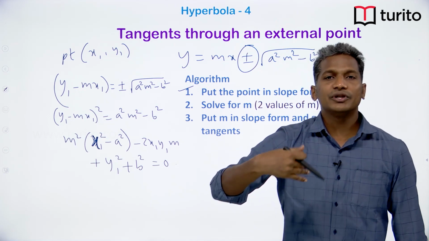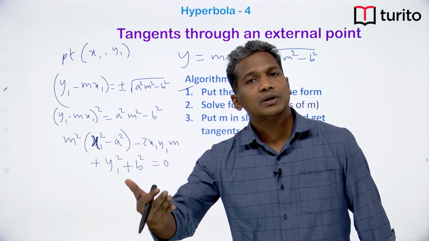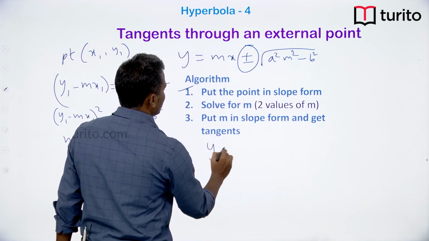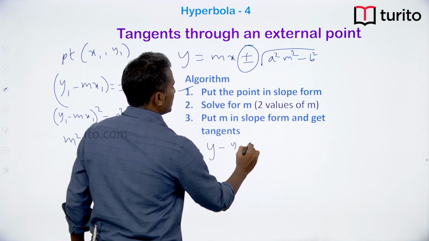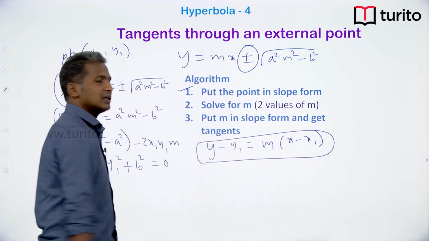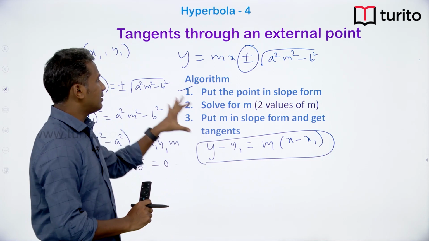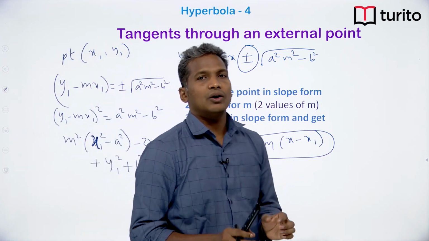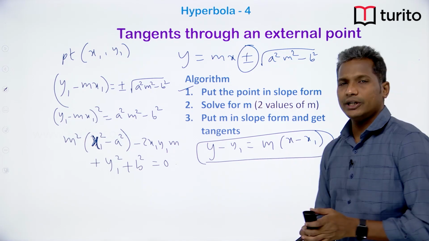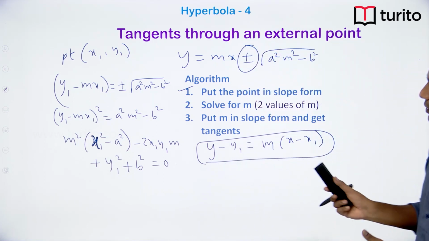So, whenever there is a confusion like that, after you get the values of slopes, you can use the slope point form of a straight line, which goes something like y minus y1 equal to m into x minus x1. By applying this formula, you can get the equations of tangents after you get the slopes. So, this way we can find separate tangents through any given point. Okay, so, this is the algorithm and you need to make a note of this algorithm and practice it. Okay. Come on, make a note of this.